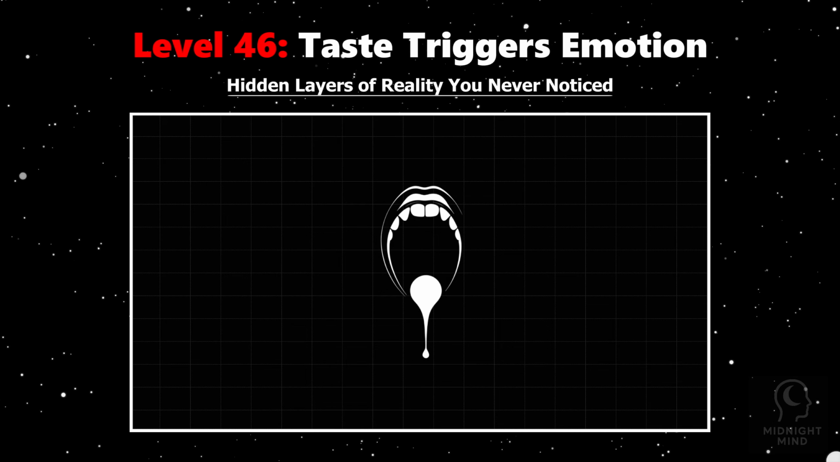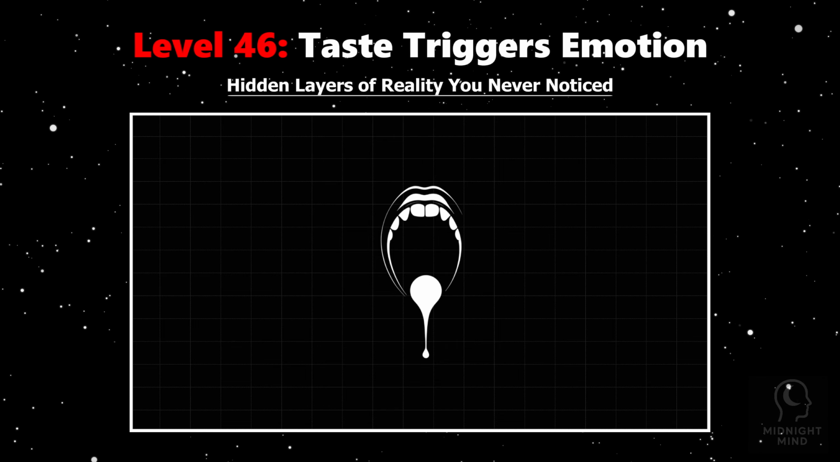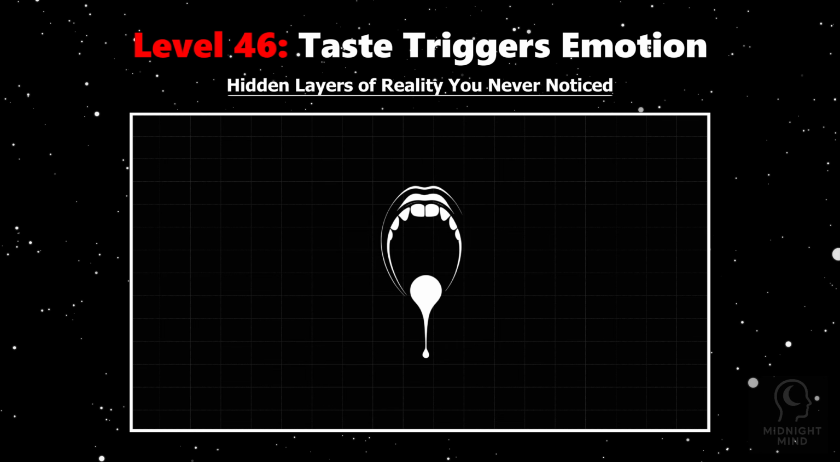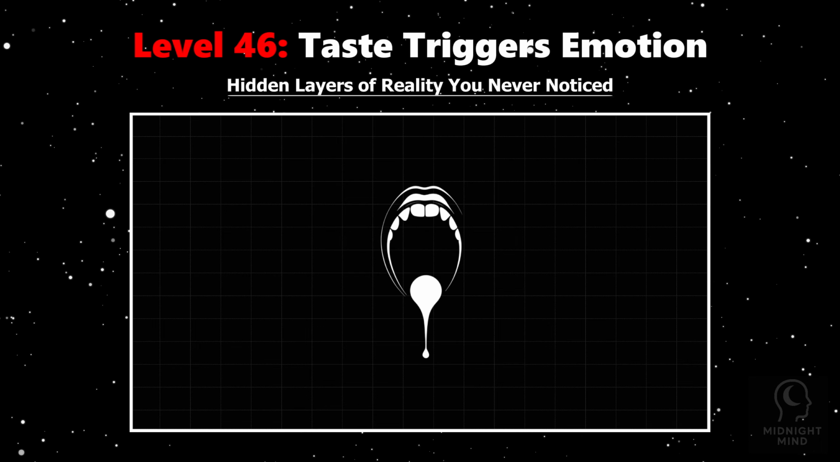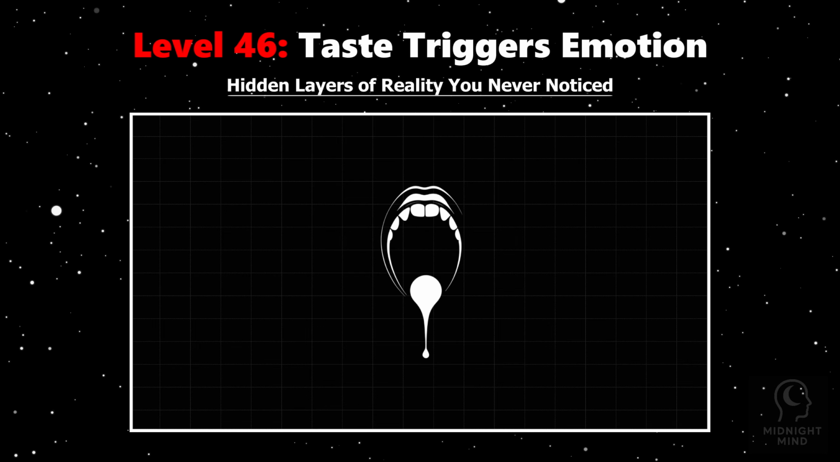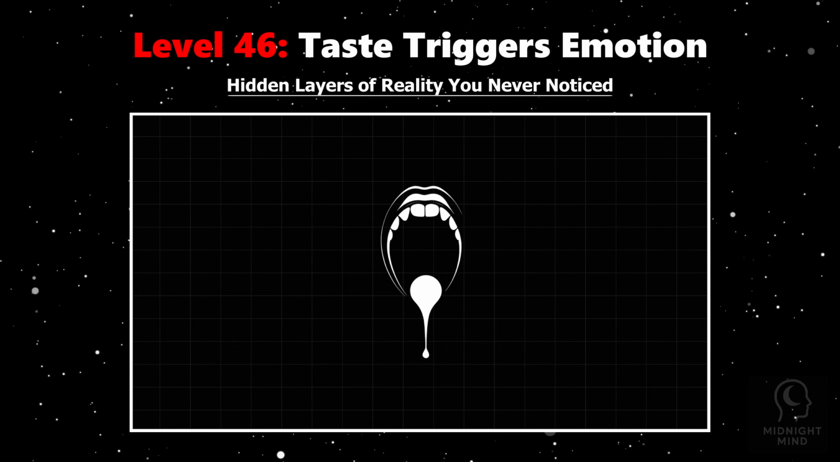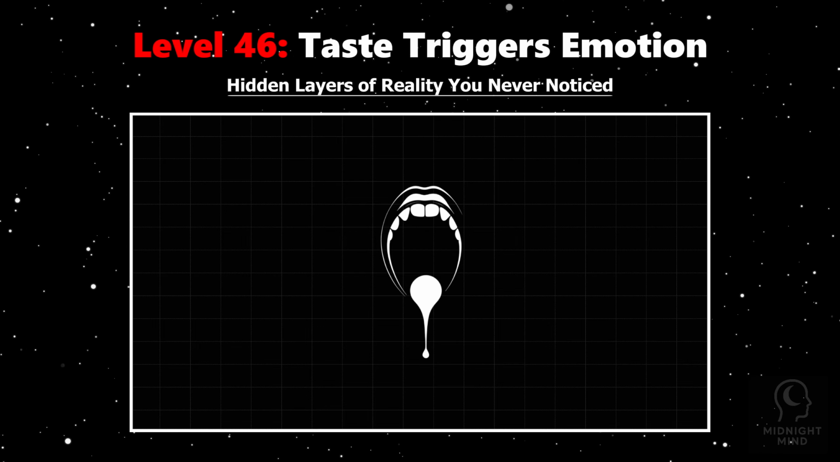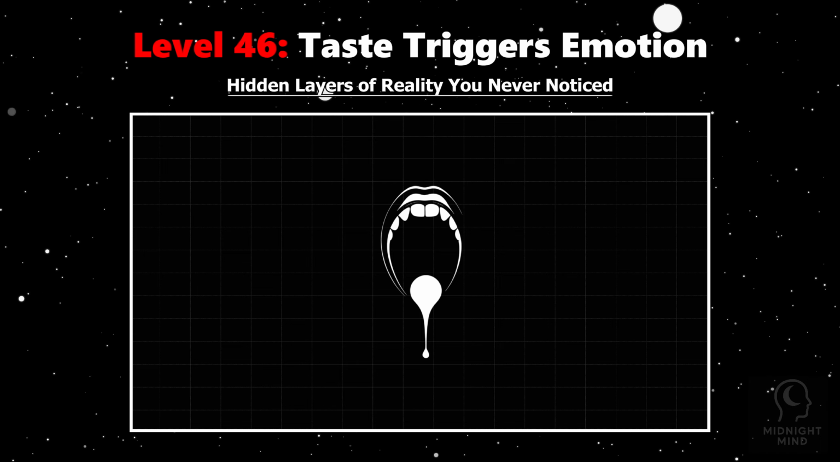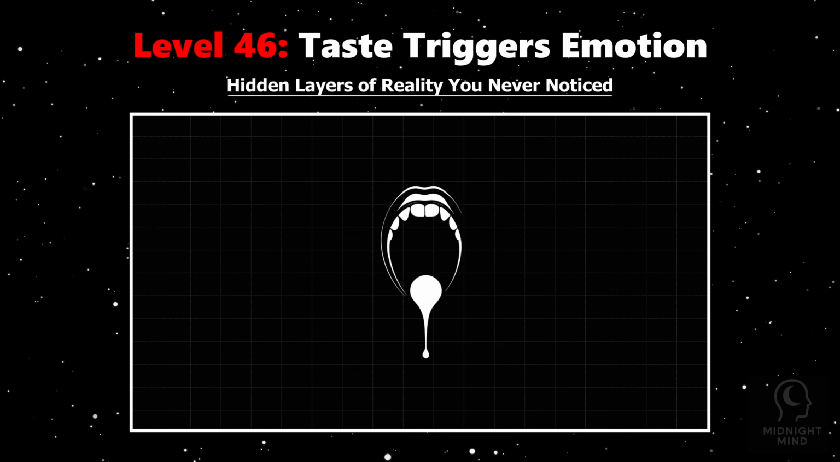Scientifically, taste perception begins when molecules from food bind to receptors on your tongue, signaling your brain about sweetness, bitterness, sourness, saltiness, and umami. But this is only half the story. The brain's limbic system, the center for emotions and memories, is closely linked to the olfactory and gustatory systems. This connection explains why a single flavor can evoke powerful feelings and vivid recollections.